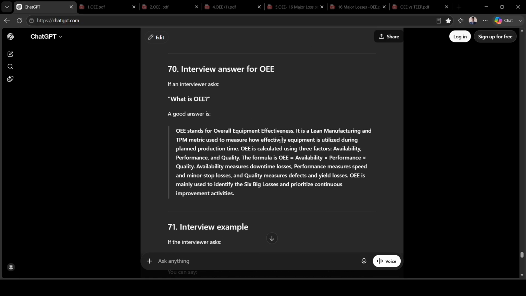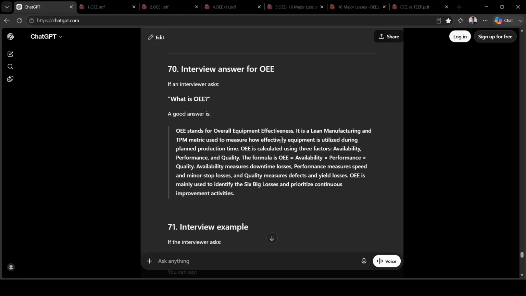An interview answer. So what is OE? A good answer: OE stands for overall equipment effectiveness. It is a lean manufacturing and TPM metric used to measure how well equipment is utilized during plant production time. OE is calculated using three factors: availability, performance, and quality.